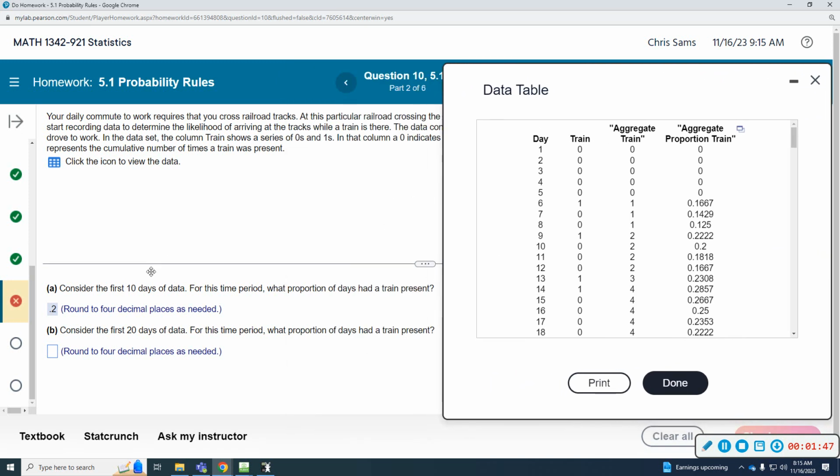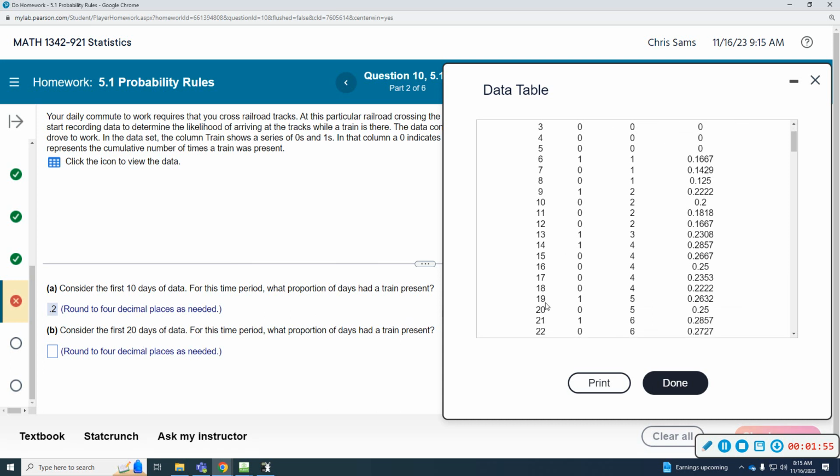The next part says consider the first 20 days for this time period, what proportion had a train present. So out of the first 20 days, same thing, we got 5 out of 20. 5 divided by 20 gives us 0.25.